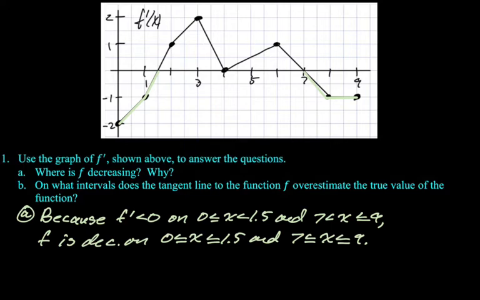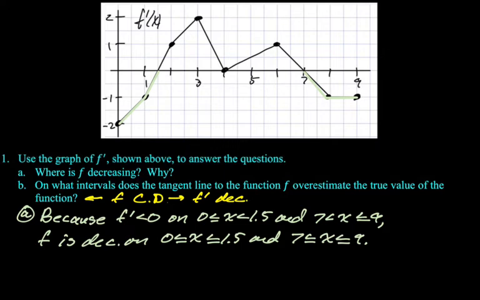But anyway, on what intervals does the tangent line to the function f overestimate the true value of the function? So overestimates. Think of all the graphs you know. You want the tangent to overestimate it, so you need your graph to be concave down. So we need f to be concave down because that's where we will overestimate. And for f to be concave down, we need f prime to be decreasing.